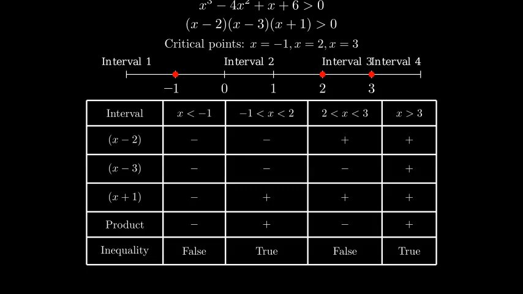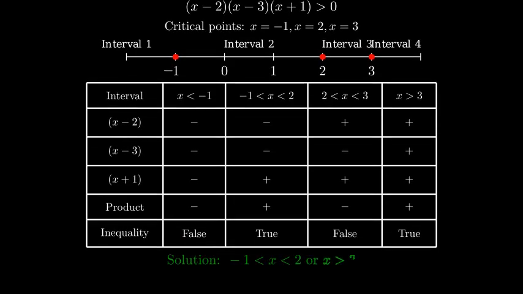To determine the sign in each interval, we test a point in each interval. For x less than -1, the signs are negative, negative, negative, giving a negative product. For x between -1 and 2, the signs are negative, negative, positive, giving a positive product. For x between 2 and 3, the signs are positive, negative, positive, giving a negative product. For x greater than 3, all factors are positive, giving a positive product.